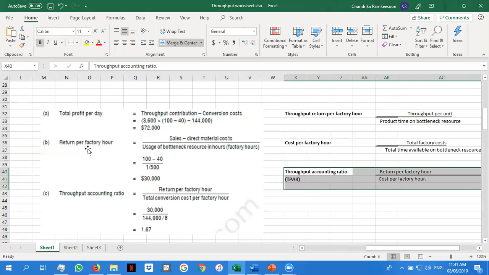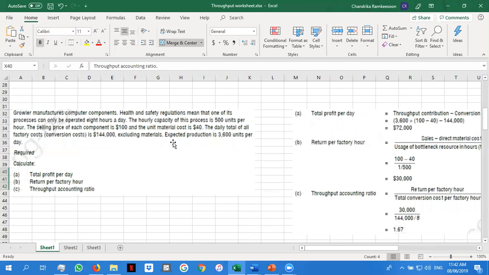Each product, we are doing this on a unit basis, a single product basis. Each product has a selling price of $100 and a variable material cost of $40, which means each product has a throughput contribution of $60. And remember, return per factory hour is throughput per unit, which is selling price minus variable cost, 100 minus 40, 60, divided by the product time on the bottleneck resource. Now, watch this.